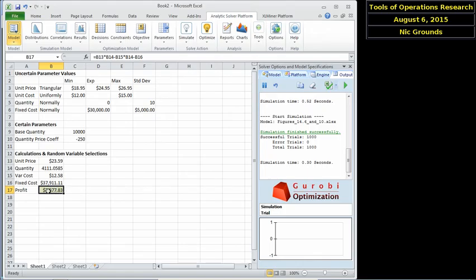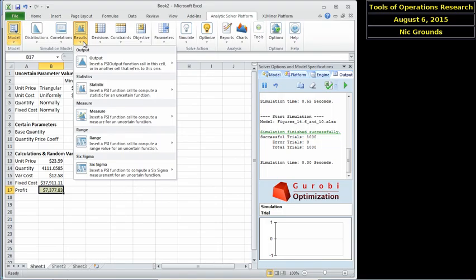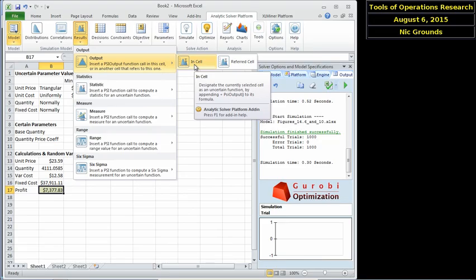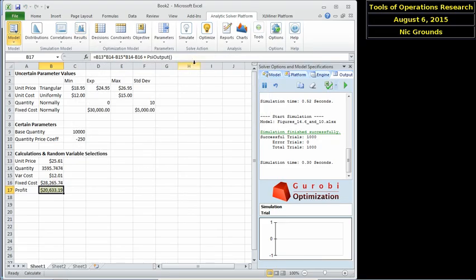Easy way to do that, select the cell, go to the Results button on the Analytic Solver Platform tab, and just say the output is in the cell. Okay, it's in the cell that I've now selected, B17. And you'll see all that really does is add to the cell equation plus PSI output parameters, or parentheses. So again, you can type that in, or you can use the method I just used where I selected the cell and used the Results button. Either way is okay.